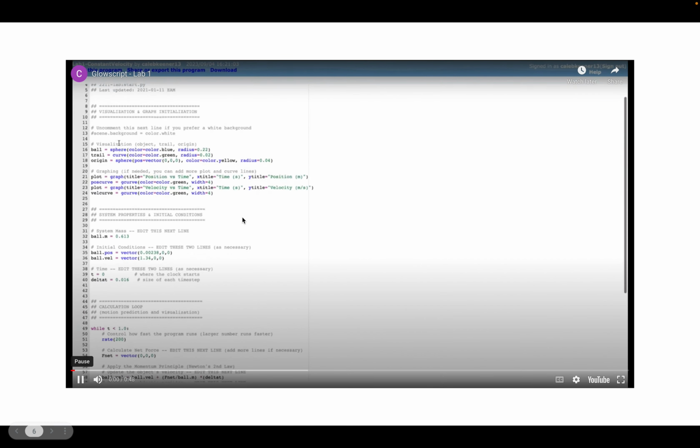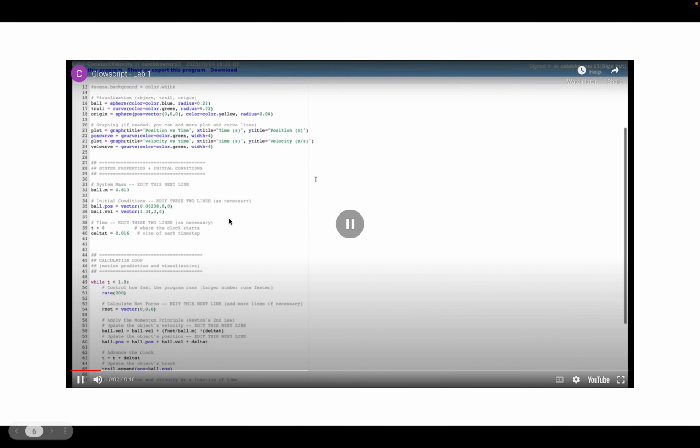Here is my GlowScript. As you can see in my code, my initial position is 0.00238, which is the initial position in my Tracker video, and the velocity is 1.34 meters per second, which you can find in the picture of my calculations on the second slide. Here delta t is 0.016 seconds, so the loop runs every 0.016 seconds, and you can see down here the velocity update formula and the position update formula, which allow me to calculate and update the position every time the loop runs.